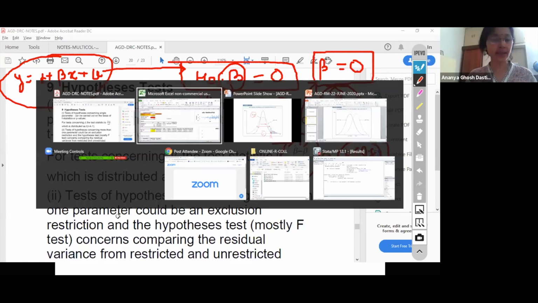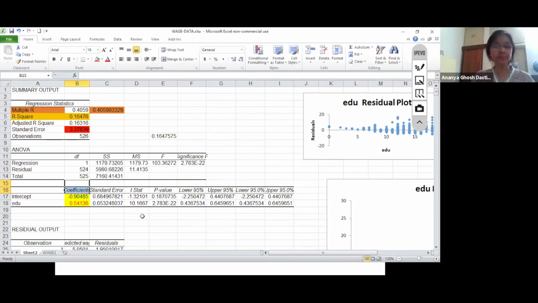Once I am over here, you can see that when I divide the beta hat, which is 0.54, by its standard error, which is 0.05 something, what do I get? I've highlighted in orange, I get the t statistic. Okay.